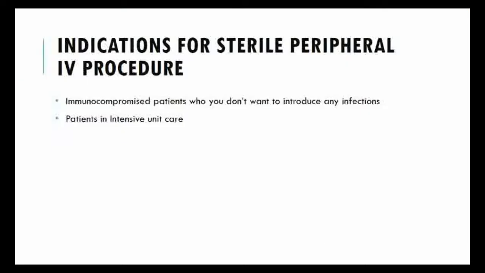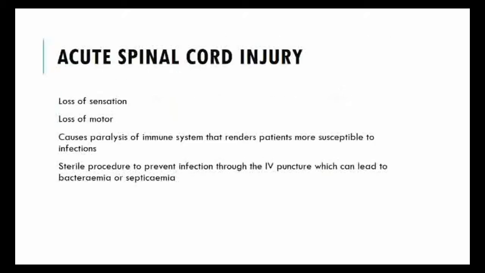The indications for sterile IV would be an immunocompromised patient, in which case you don't want to introduce any new infections in their system. This also includes patients that are in intensive care use. Such patients include patients that have acute spinal cord injuries. This means that the patient has lost neurological function distal to the site of the injury. This may also affect the integrity of the immune system, which means that they are more susceptible to infection now.